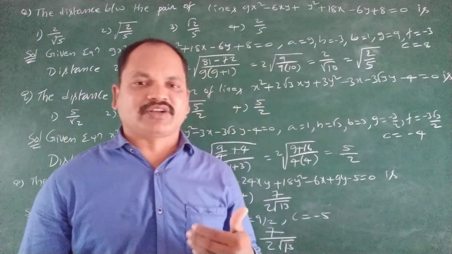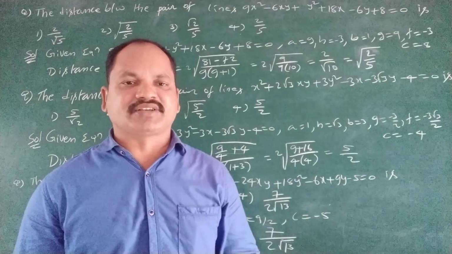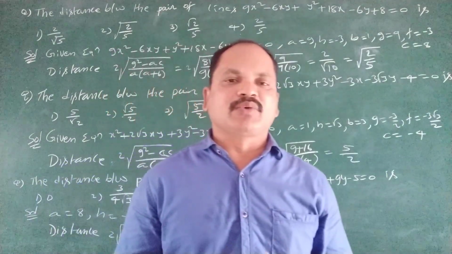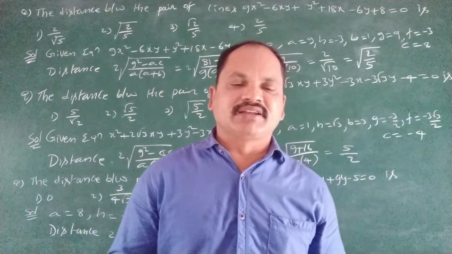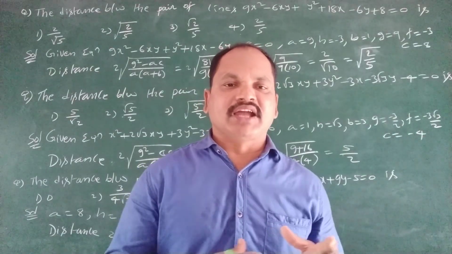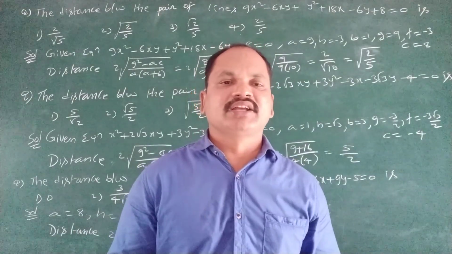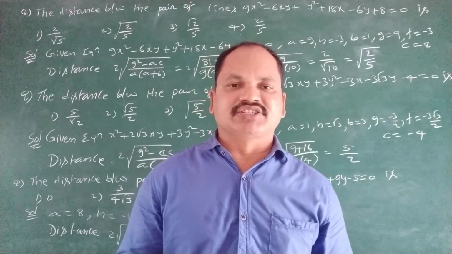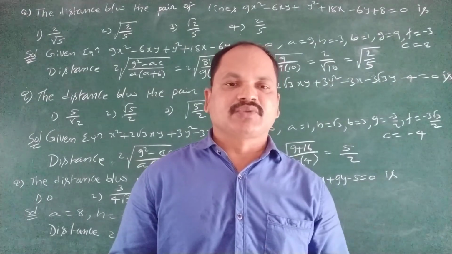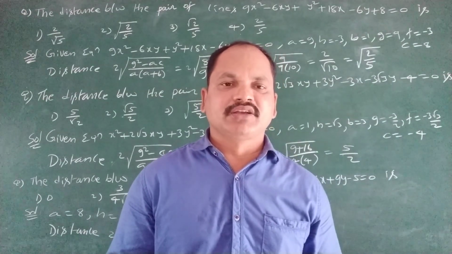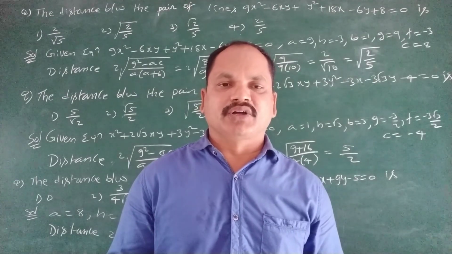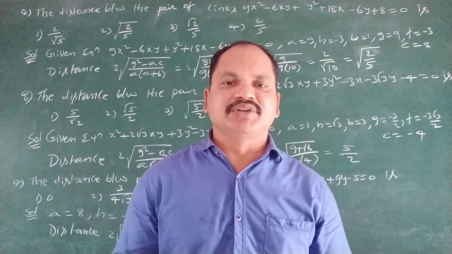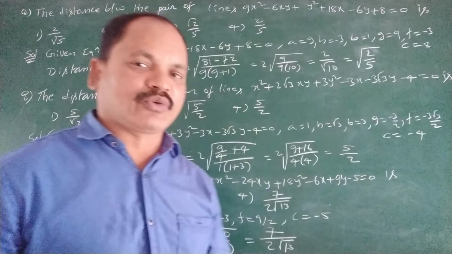That's why now we are going to the questions depending on this concept. That means if the equation represents pair of parallel lines, then h square is equal to ab and af square is equal to bg square, and the distance between the parallel lines is 2 times root of (g square minus ac) by a into (a plus b), or 2 times root of (f square minus bc) by b into (a plus b). Now we are going to the questions.